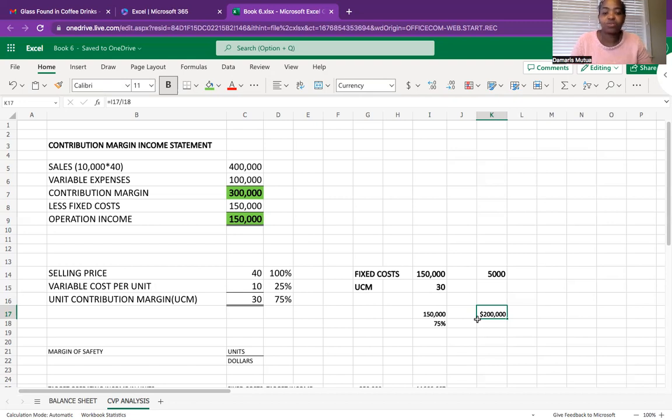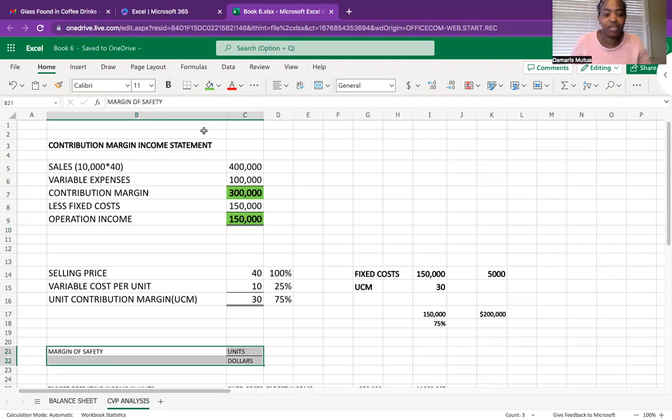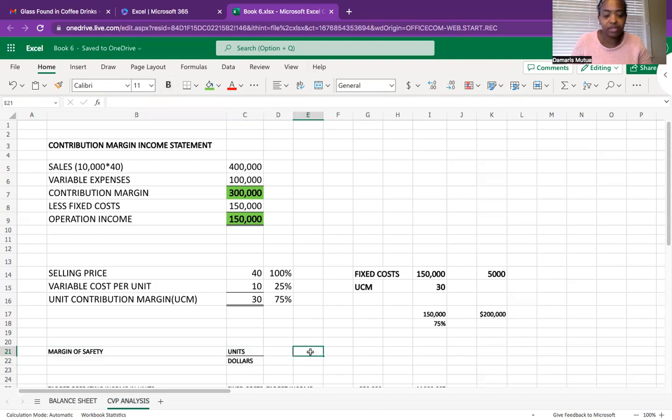So guys, next I'm going to show you how to calculate your margin of safety. For margin of safety, we've budgeted as an organization the number of sales we're going to be selling. For example, in the example that we're using, our budget is we're going to be selling 10,000 units, which is what we've sold. So a margin of safety is any sales above your break-even point. Here we've sold 10,000 units, and our break-even units is 5,000. So any sales above 5,000 is our margin of safety.